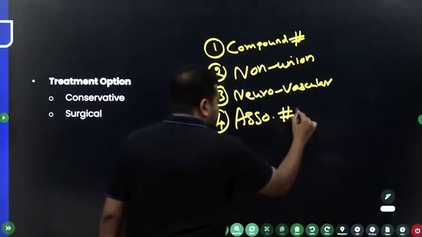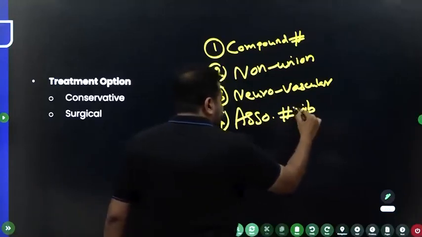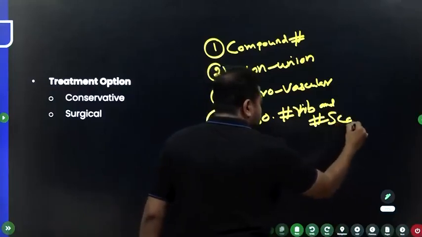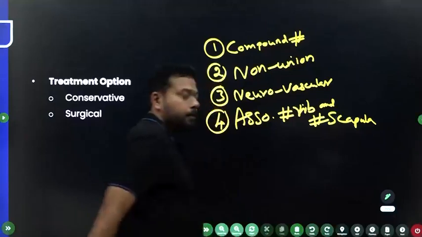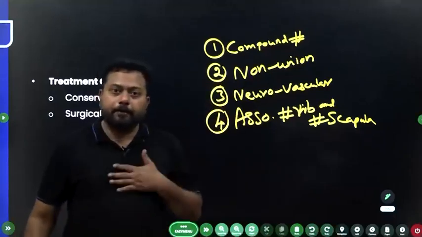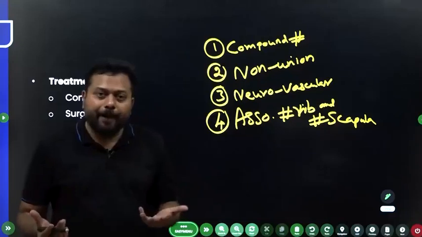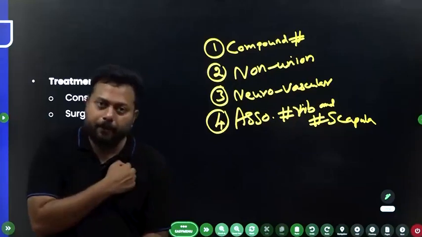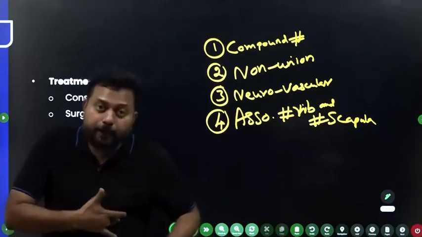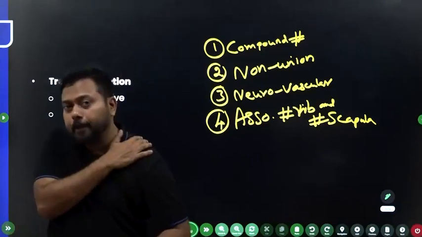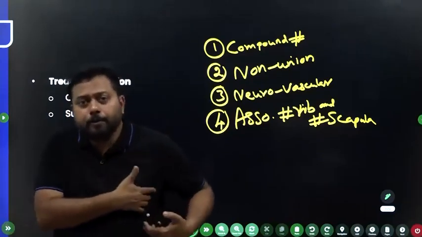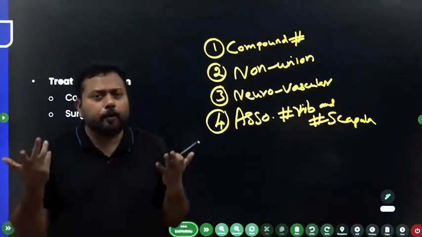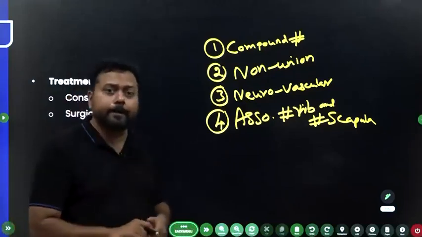Number 4, associated fracture rib and fracture scapula. See, the most common mechanism of fracture clavicle is fall onto the same side shoulder. So sometimes fracture clavicle happens, sometimes associated rib fracture can happen, associated scapula fracture can happen. Whenever there is an associated rib and scapula fracture, how can you give figure of 8? Won't it hurt the patient? Definitely. So figure of 8 you can't give. So there you have to do some plating surgery.